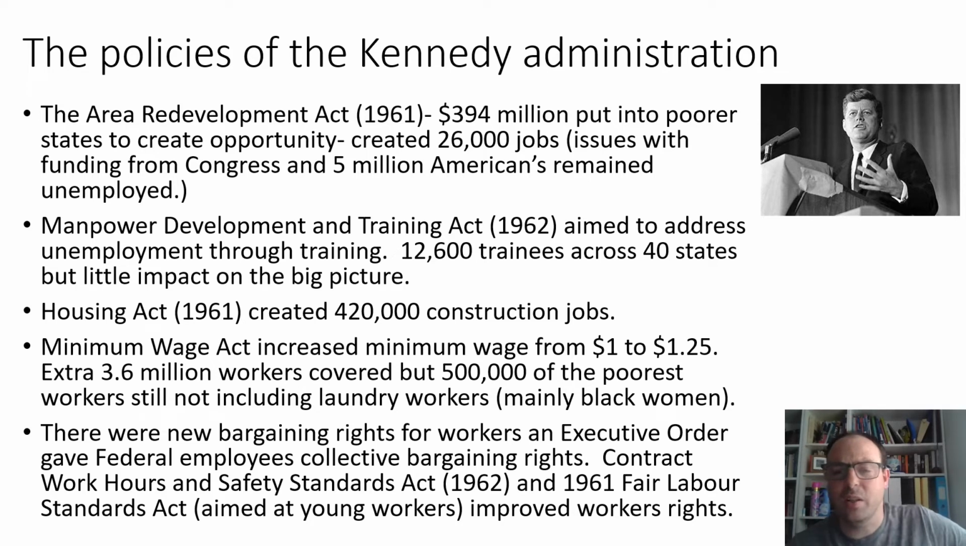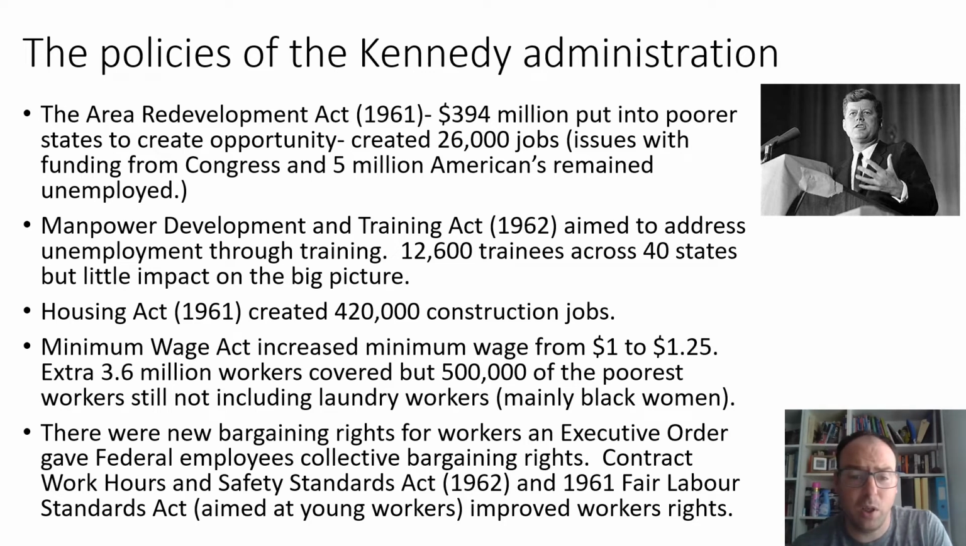This isn't really a new frontier. This is building on policies that are already in place. Similarly, we've got the Minimum Wage Act, increasing minimum wage from $1 to $1.25. So again, we see something that's building on something that's already there. It meant that an extra 3.6 million workers were covered, but 500,000 of the poorest workers were not, including about a quarter of those who were laundry workers, mainly black women. So again, we're still maybe not seeing quite that degree of social justice that the New Frontier is calling for. And again, we're building on former things rather than this being something new and cutting edge.